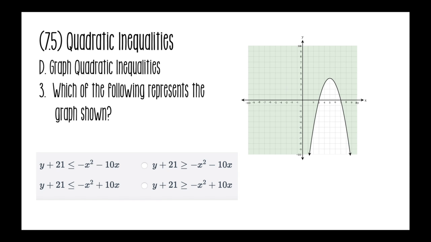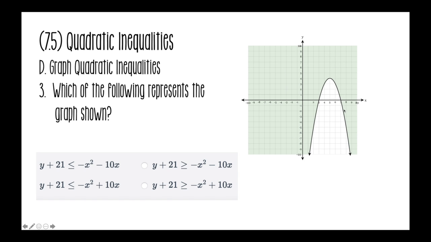Now we take a look at number 3. Here we're given the graph and we want to figure out which one it's going to match up with. So the first thing that I would be looking at here is, is this a greater than or equal to or a less than or equal to sign? So take a minute to see which one you think it is, and cross off the ones that would not be options then.